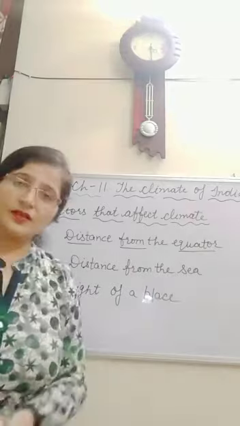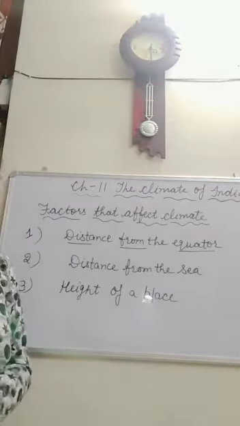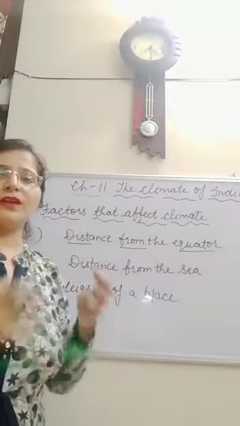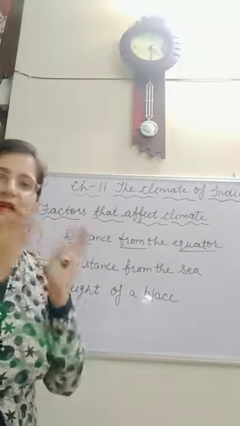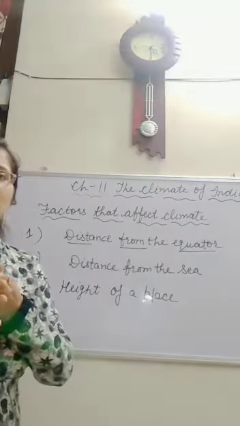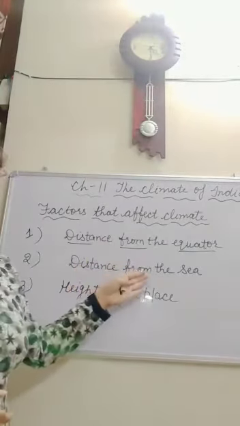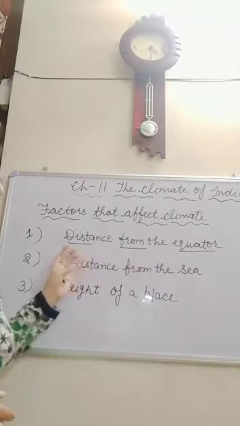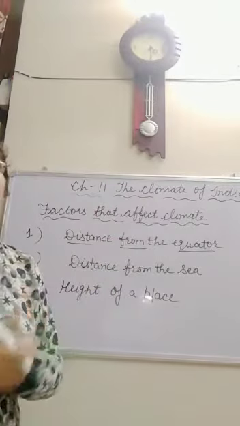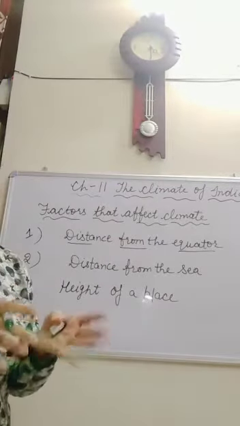And in other words, in simple words, we can also say that the places which are very near the sea, they have a very moderate climate. They are neither too hot nor very cold places. Okay, so this is called the distance from the sea, or places near the sea. The sea has a moderating influence on the region close to it.